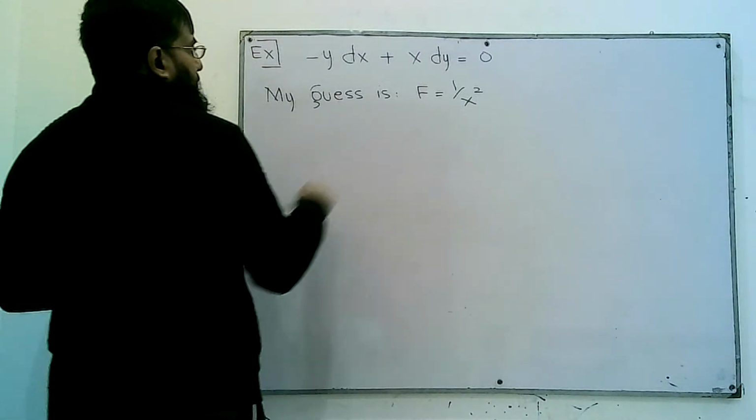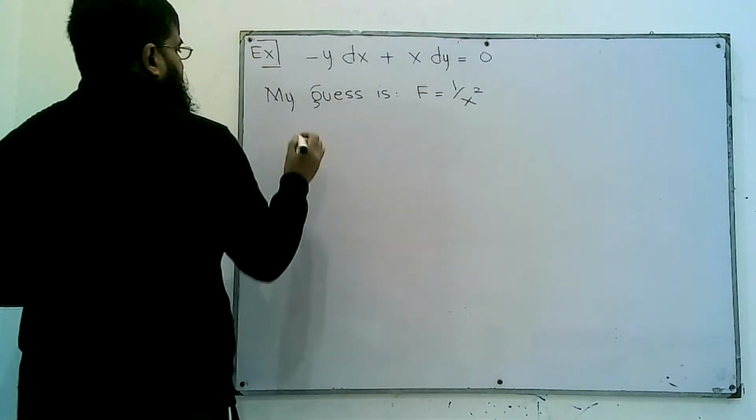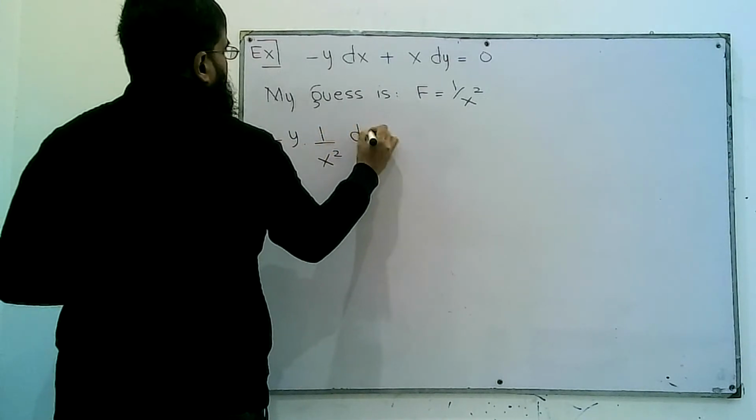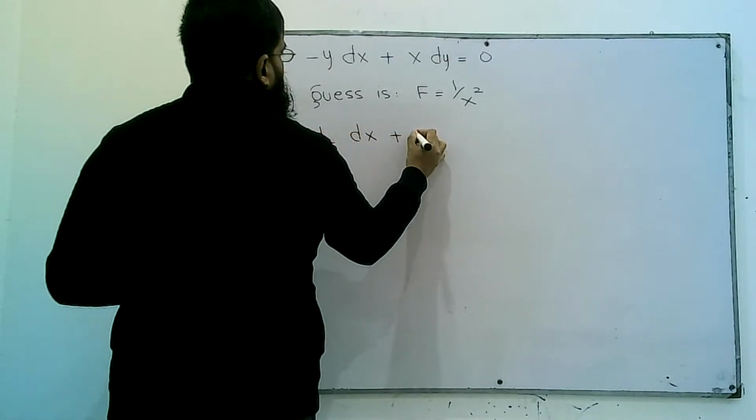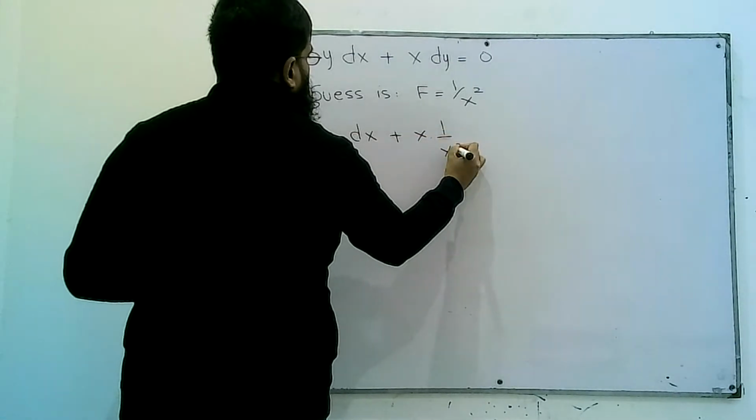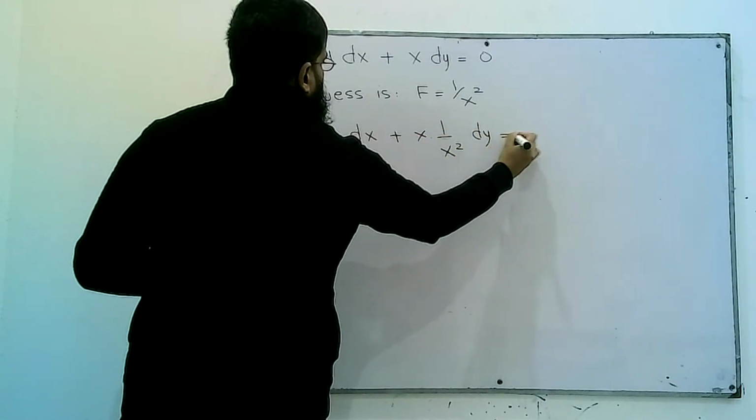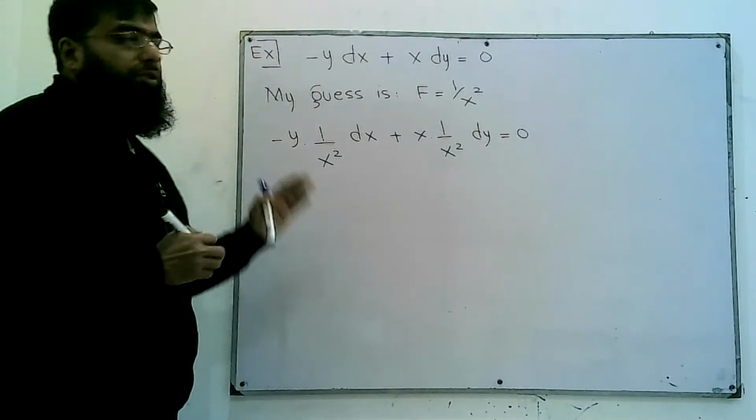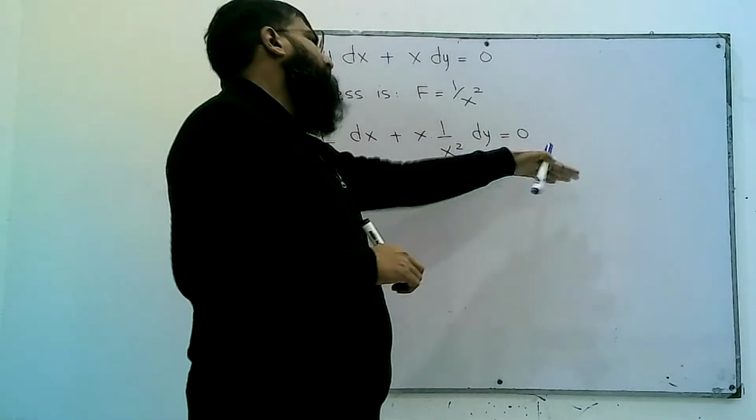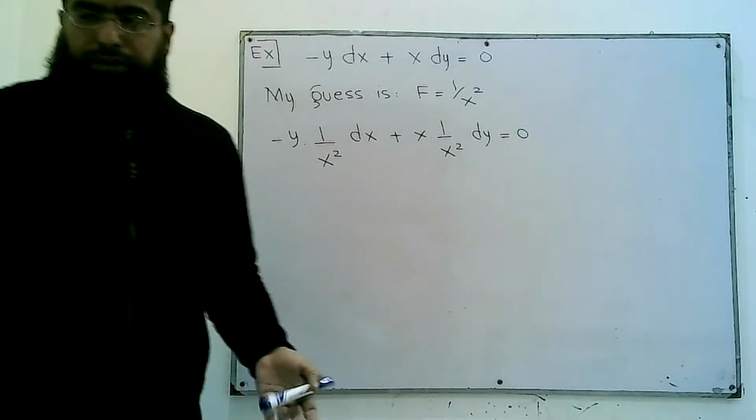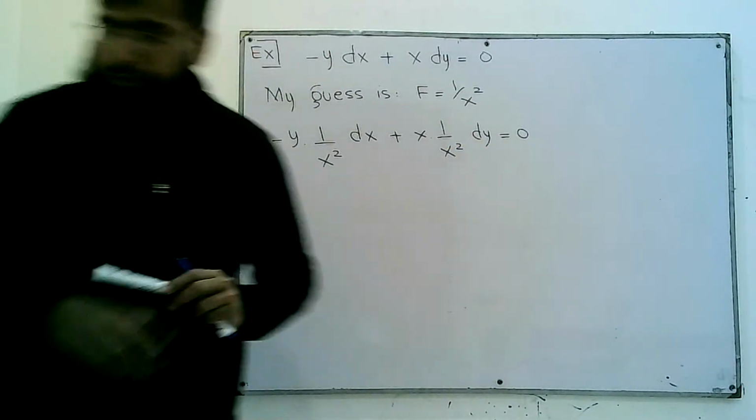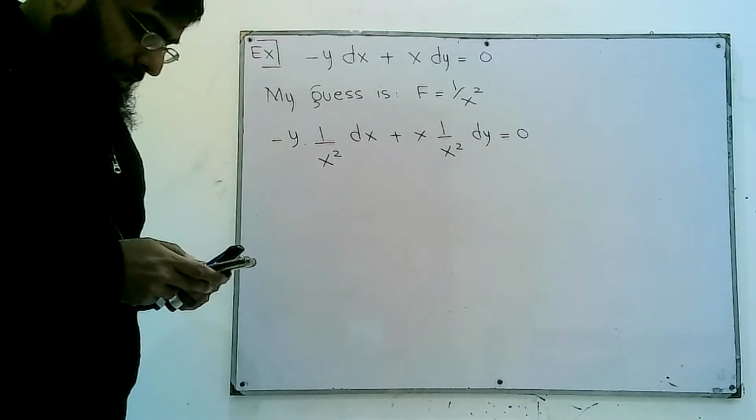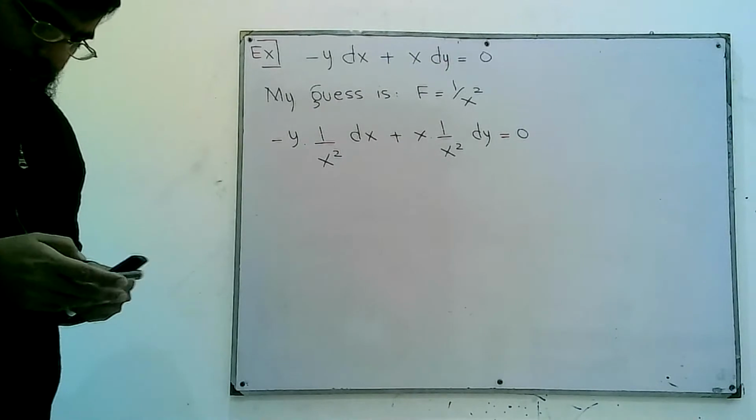So I'm going to multiply both sides by f. So this is minus y times 1 over x squared dx plus x times 1 over x squared dy. What I've done is multiplied both sides by f, and multiplying the right side by 1 over x squared, it's the same, 0. It doesn't change the right hand side. Of course, it changes the left hand side.